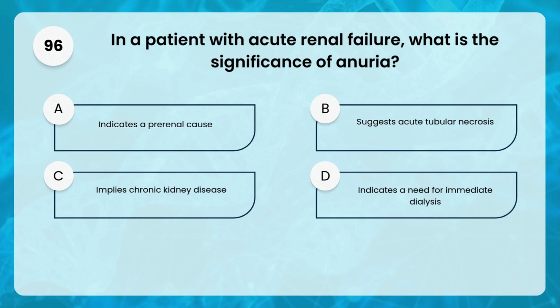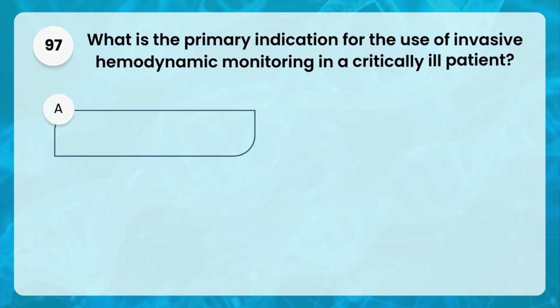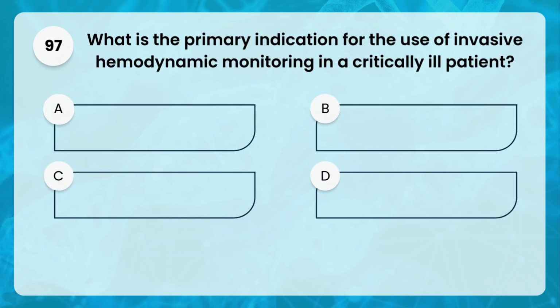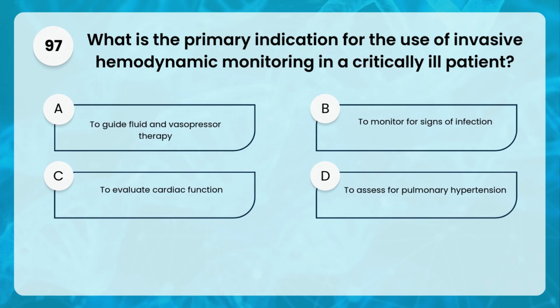D. Indicates a need for immediate dialysis. The answer is B. Suggests acute tubular necrosis. 97. What is the primary indication for use of invasive hemodynamic monitoring in a critically ill patient?